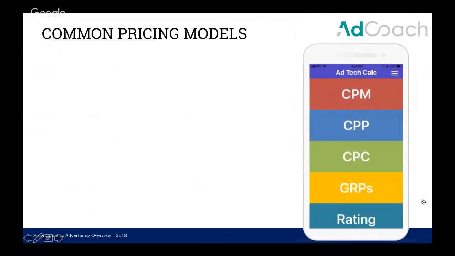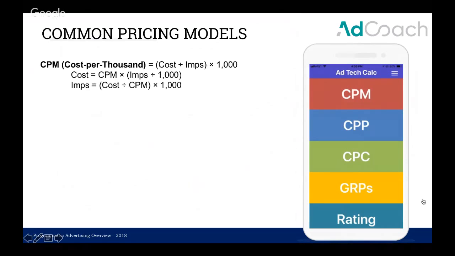Now it's important to talk about some common pricing models. In the digital advertising world, the most common pricing model is a CPM, or cost per 1,000 ad units. And it is CPM instead of CPT because M is Latin for 1,000. This is the formula here.